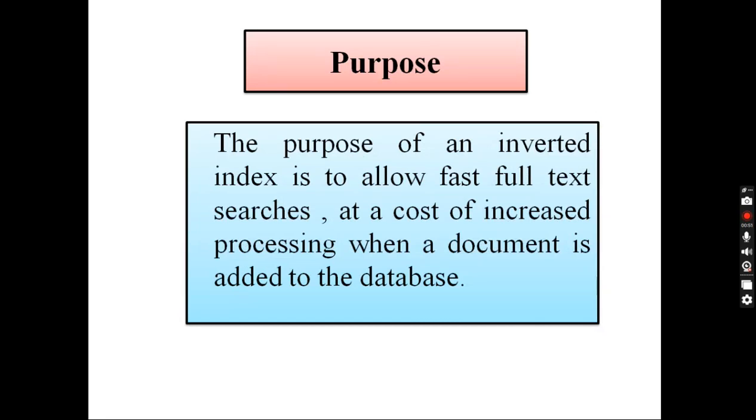Next we will see what its purpose is. The purpose of an inverted index is to allow fast full text searches, at a cost of increased processing when a document is added to the database. The inverted file may be the database file itself rather than its index. It is the most popular data structure used in document retrieval systems, used on a large scale, for example in search engines.